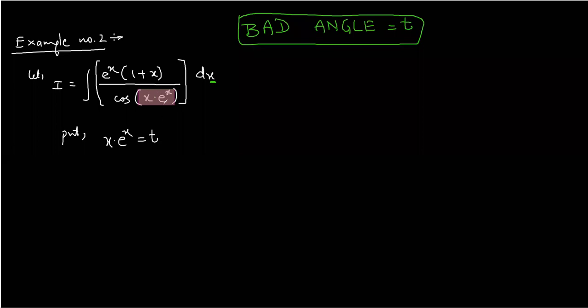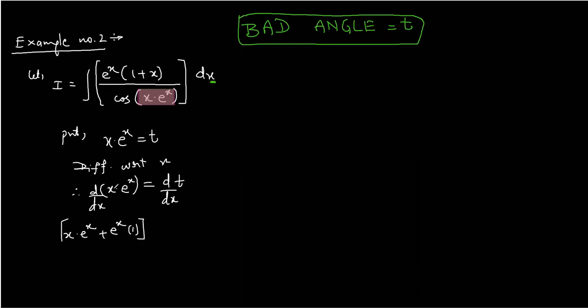You will put this as some other variable. Then, as I told you students in the previous problem, the moment you put this as t, the next step is to differentiate that with respect to x. So, differentiating with respect to x, you have d by dx of x into e raised to x is d by dx of t. Now you apply the product rule, the u into v rule. So you have x, d by dx of e raised to x is e raised to x, plus e raised to x, d by dx of x is 1.